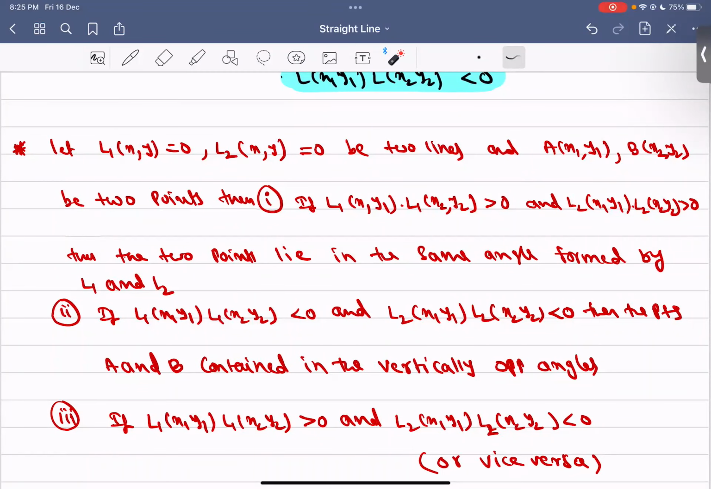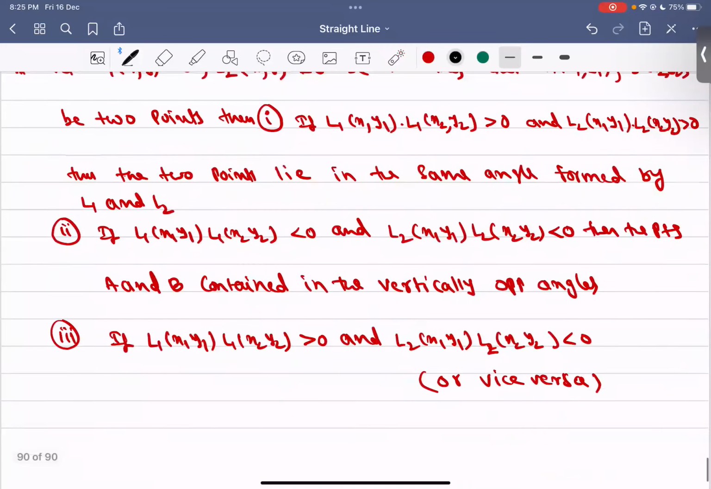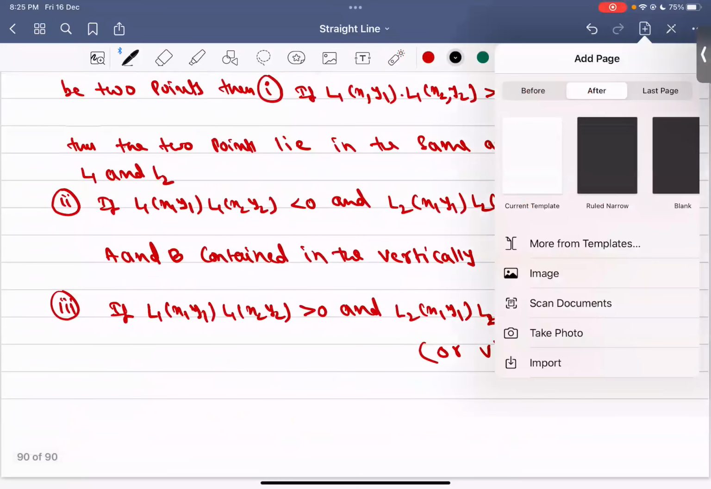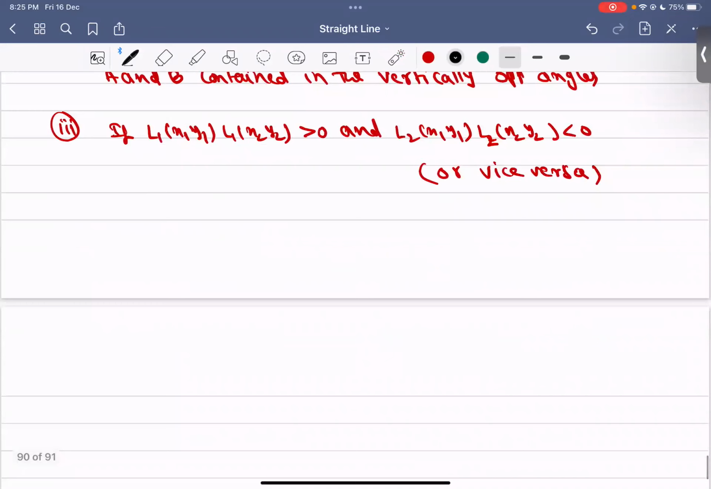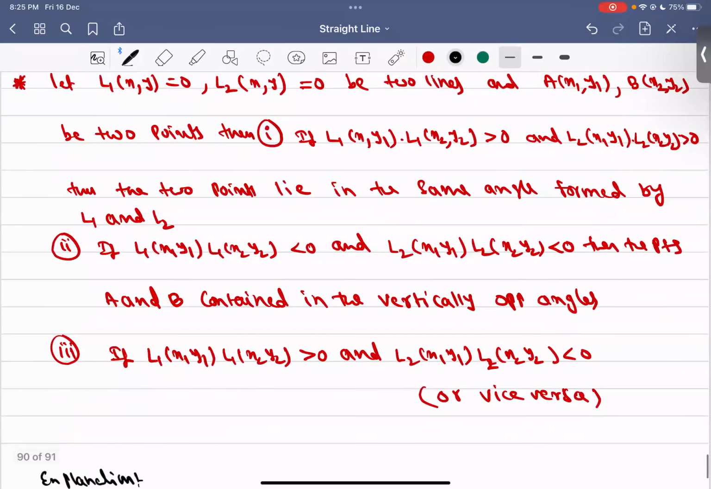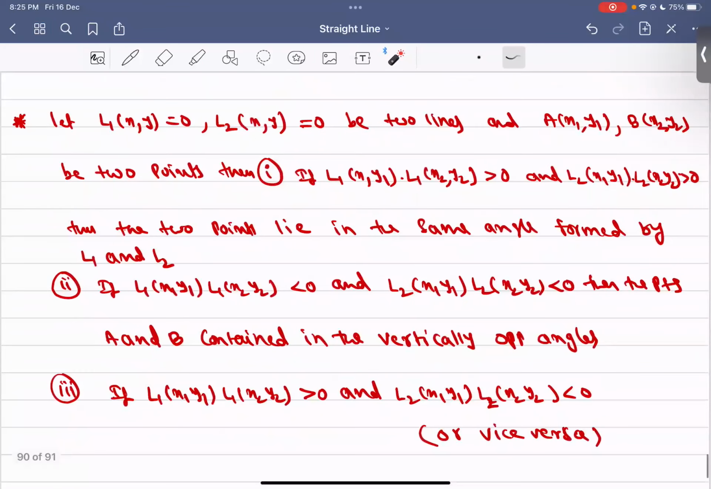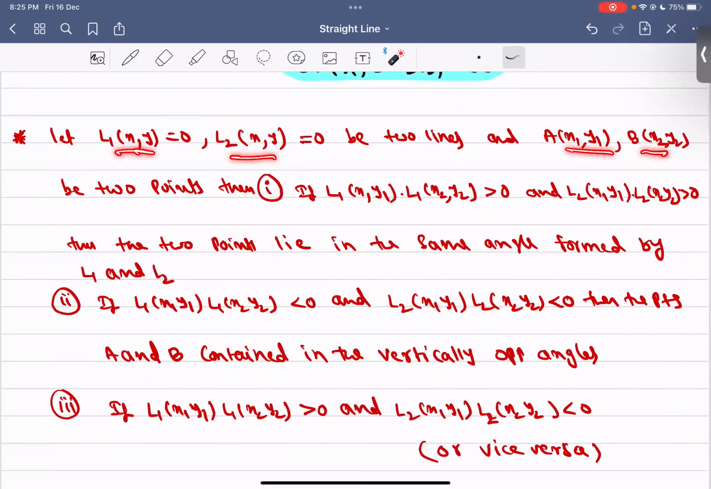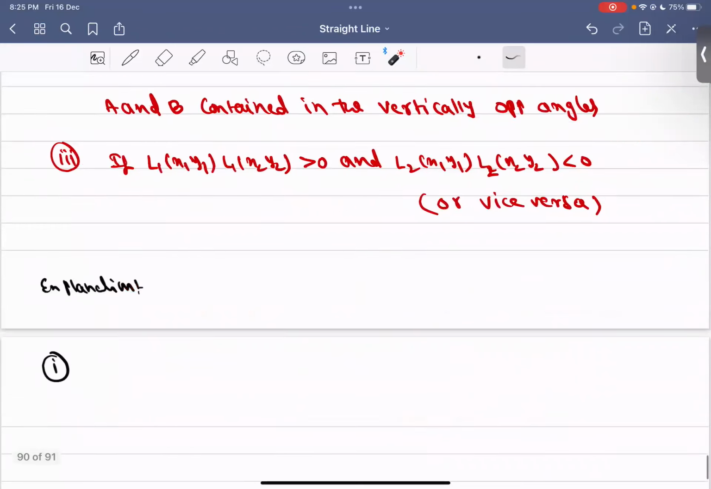Explanation for first one. So first one is what? See the first one, the two lines and 2 points are given. L1 of x1 y1 into L1 of x2 y2 is positive, L2 of x1 y1 into L2 of x2 y2 is positive, then the points lie in the same angle formed by L1 and L2.